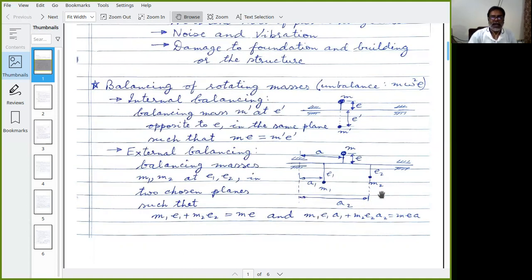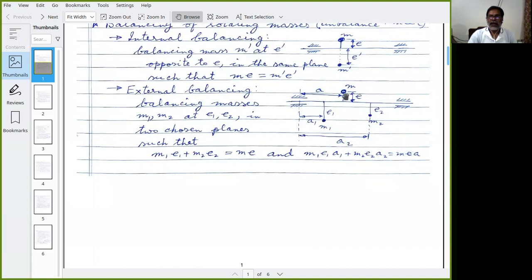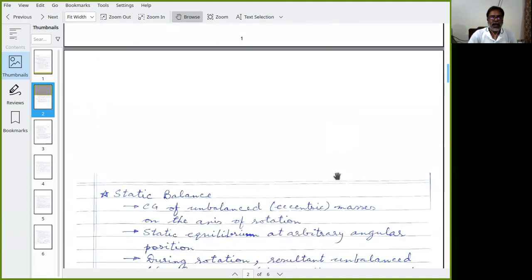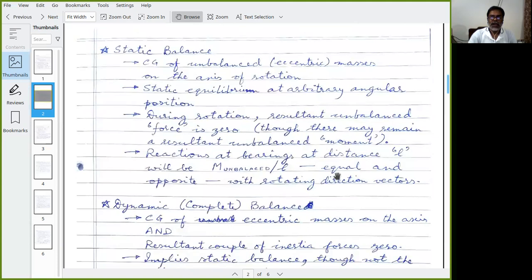Now, this is one mass, but we will see that even if there are more masses, you can do the same. Now, there are two standard terms here. One is static balance and the other is dynamic or complete balance. In the case of static balance, what happens is that the center of gravity of all the unbalanced or eccentric masses together falls on the axis of rotation.